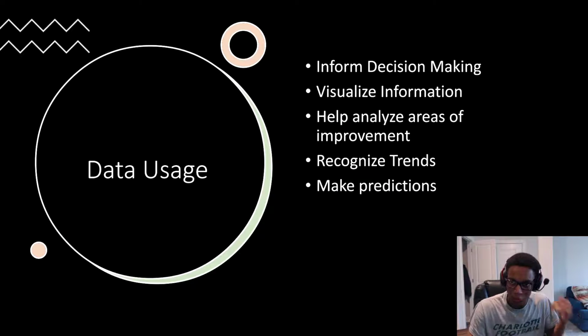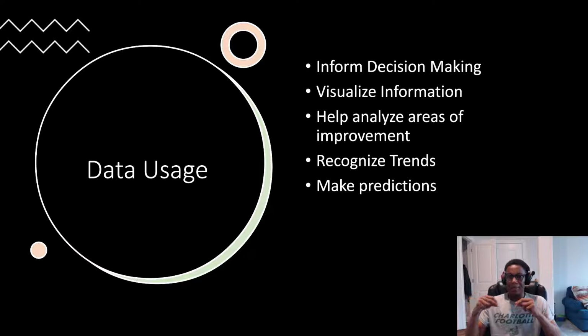And like I said, I just want to reiterate it. Data is for making smart, informed decisions. We can visualize that data into very beautiful graphs. Think like bar graphs, line graphs, pie charts, because it's a lot easier for us to take in that information in a visual form.